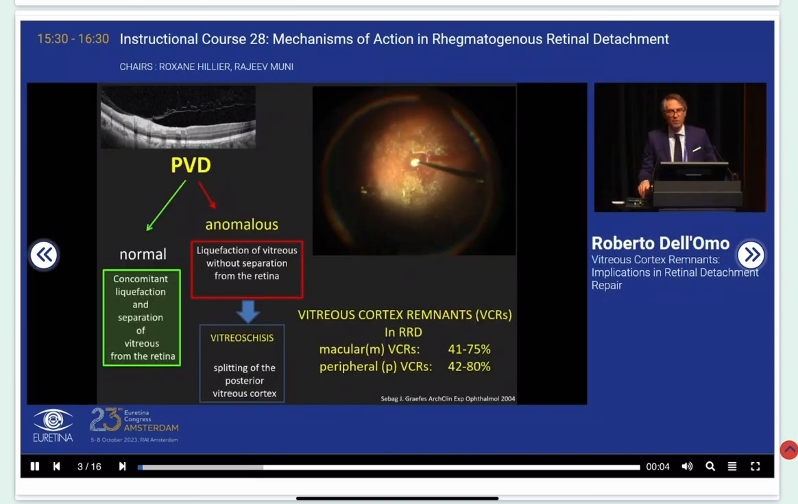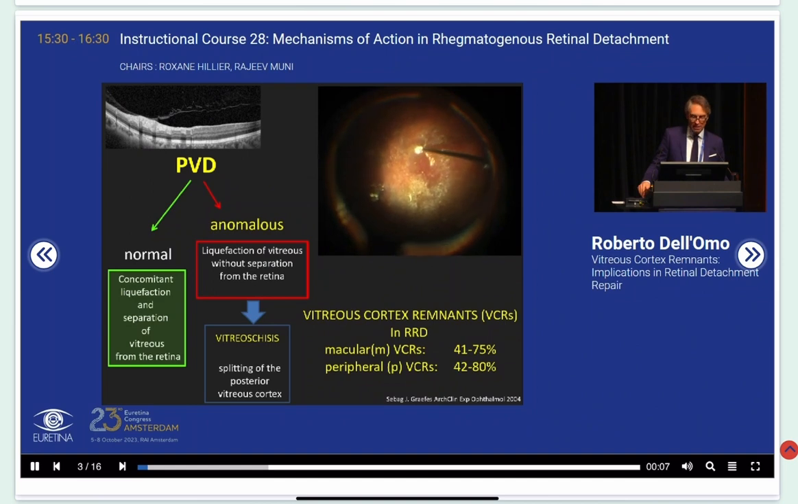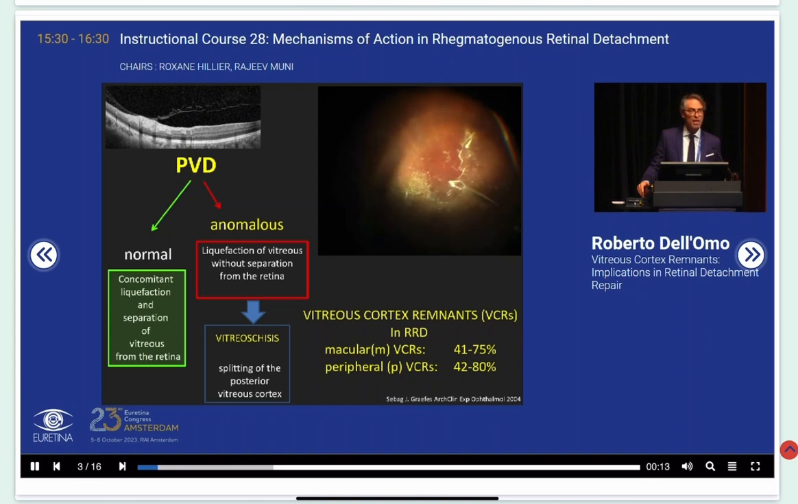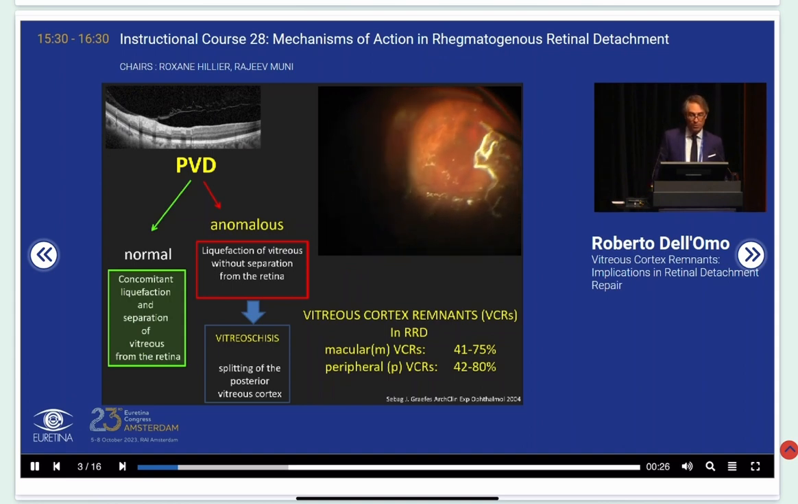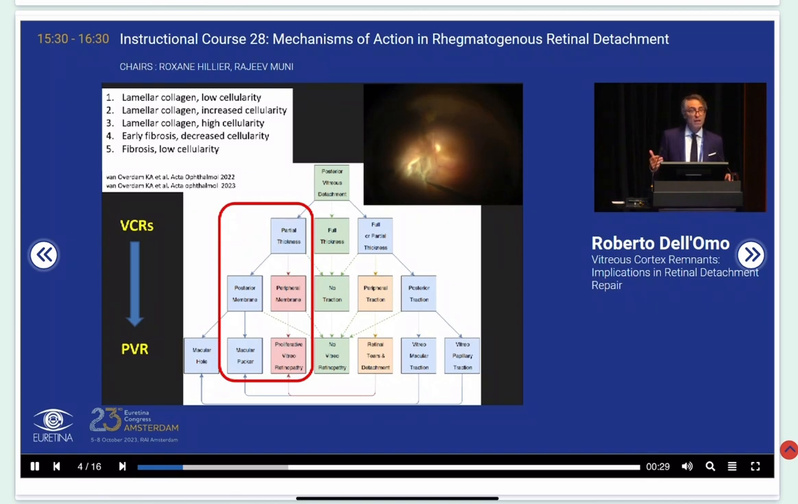Okay. So anomalous PVD can be associated with vitreoschisis, and vitreoschisis can result in some remnants of vitreous cortex very tightly attached to the retina. These cortex remnants can be found at the macula or at the periphery in about 70% of cases with primary rhegmatogenous retinal detachment. These VCRs are very important because they have been associated with primary reattachment failure in a patient with a rhegmatogenous retinal detachment and also with the development of macular pucker.